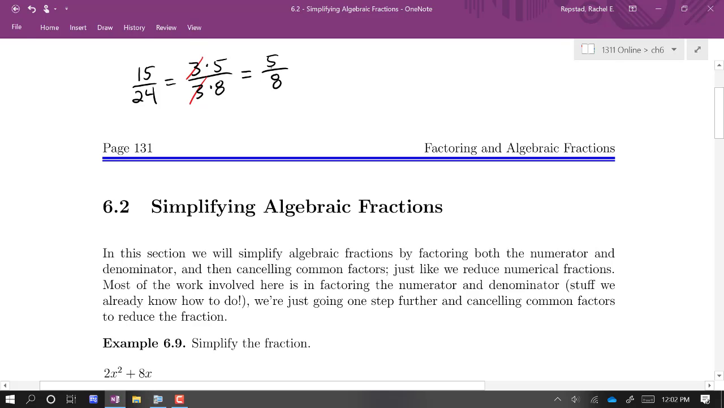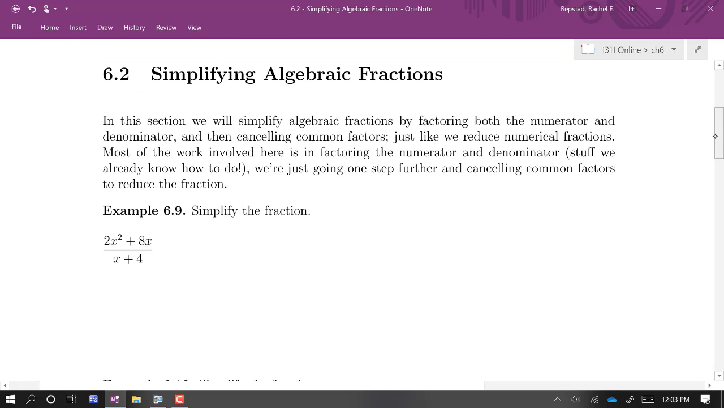So if we take this approach, simplifying an algebraic fraction works exactly the same way. We're just going to start by factoring the top and the bottom. Now in this fraction, in example 6.9, the denominator is already factored, right? x plus 4 cannot be factored further. Up top, though, we could take out a common factor of 2x. And when we take out a 2x, we're left with x plus 4.